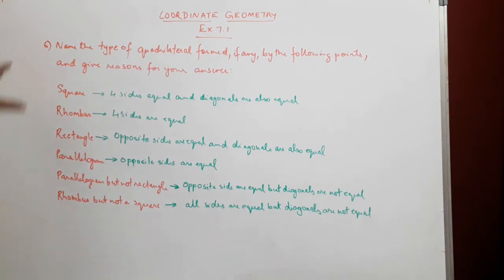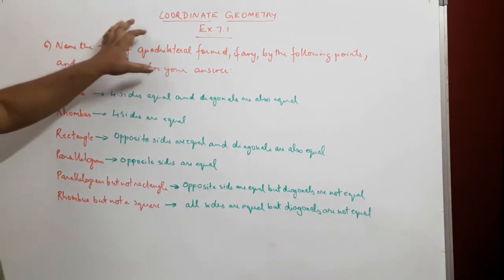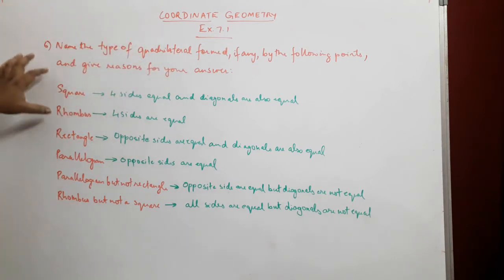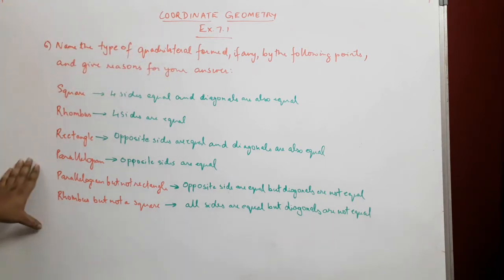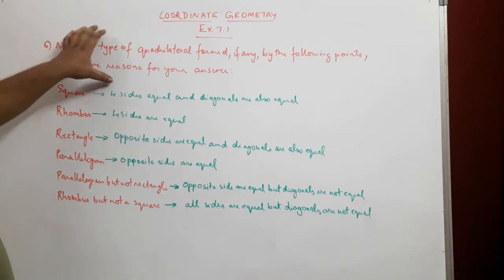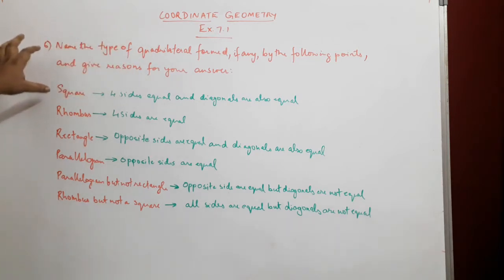So now coming to the question which says name the type of quadrilaterals formed. We need to use the knowledge that we have just acquired to show the type of quadrilaterals that are being formed in the given problems under question 6. So let's go to the first problem.